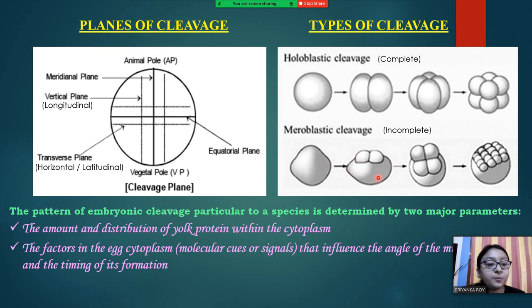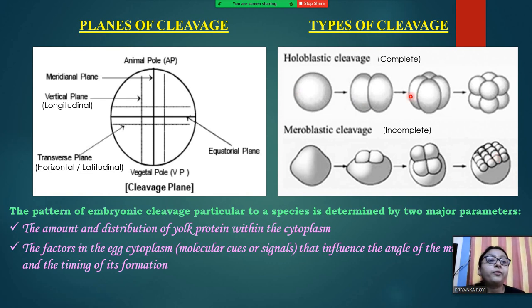So here you can see that this portion is entirely covered by yolk, which can be found in telolecithal eggs or macrolecithal eggs. Here only this part in the animal pole is the cellular part, and only this part can divide by successive mitotic divisions. So the cells are formed only in this portion, in the blastodisc region. This kind of cleavage is called incomplete cleavage because the entire egg cannot be divided. Only the portion where the yolk is not present is getting divided and forming a series of cells. So this is known as incomplete or meroblastic cleavage.